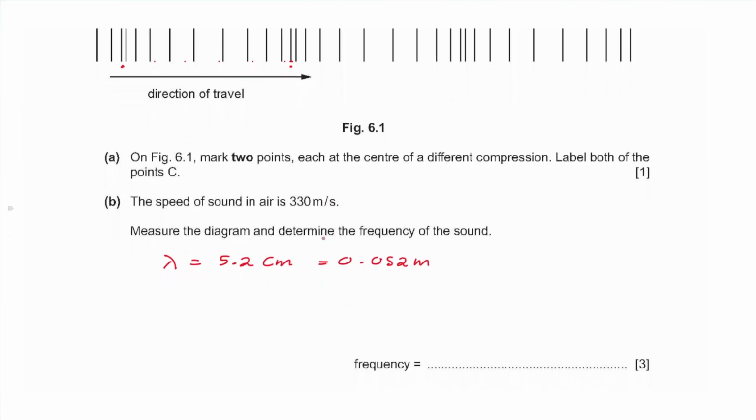And now we can use the equation frequency is equal to speed divided by the wavelength. So 330 meters per second divided by 0.052. That gives an answer of 6,346.15 approximately. We can approximate that to two significant figures according to the numbers in the question. So it will be 6,300 and the unit is hertz.